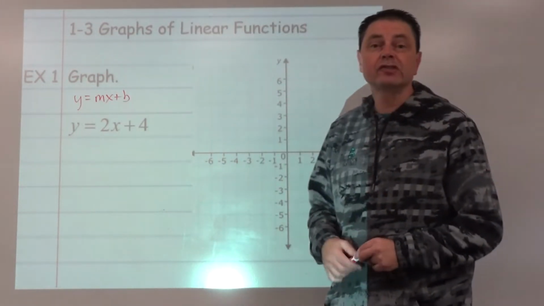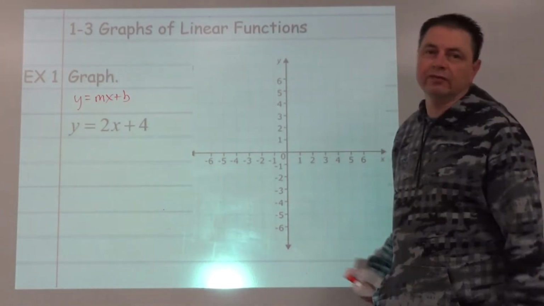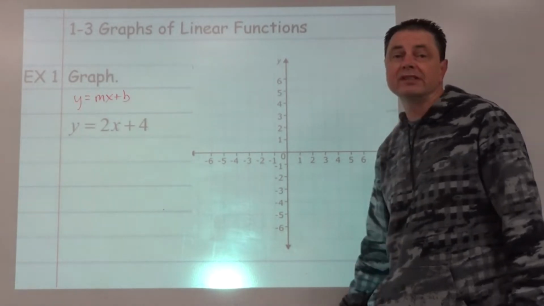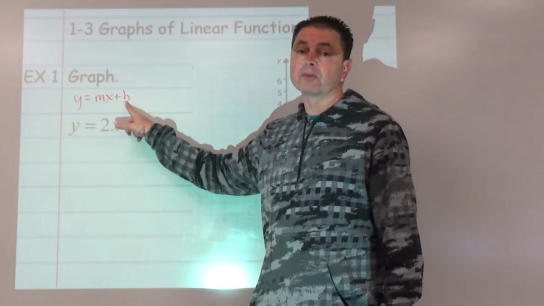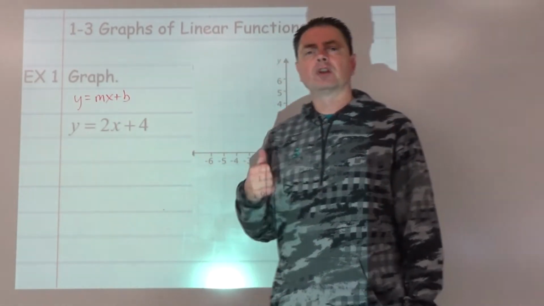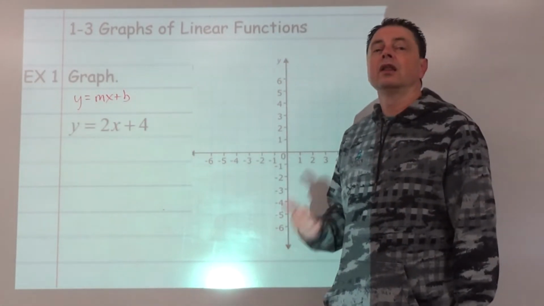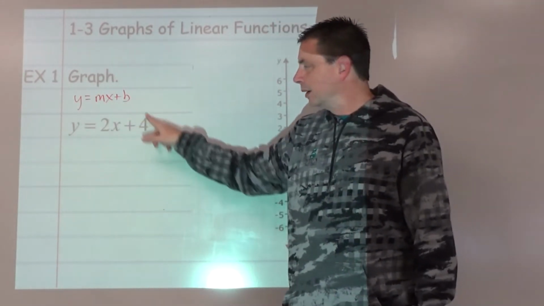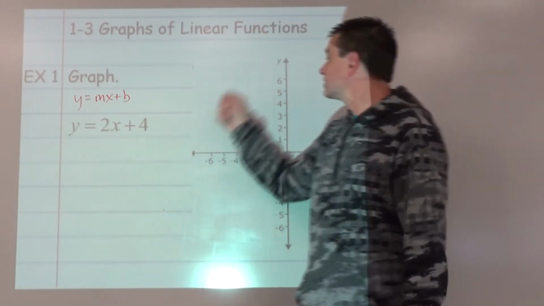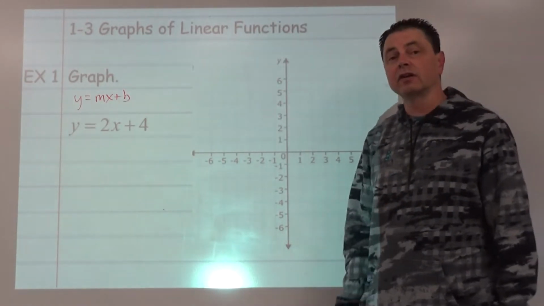So we're talking about slope-intercept form, graphing from slope-intercept form. And when we say slope-intercept, the intercept, which is the b part, refers to the y-intercept, the point where we are crossing the y-axis. So in this problem here, y equals 2x plus 4. The positive 4 is going to go on the y-axis, and that is our first point.